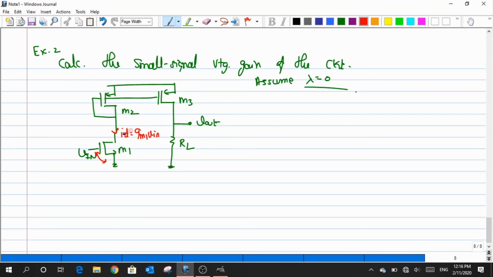And this Gm times Vin, when it flows, creates a small signal VGS around M2. This VGS is what has been copied here, the small signal VGS, and it tries to generate my ID3. Now, what is the relation between this ID1 and ID3? If you know that, then we can write the expression of Vout as ID3 times RL. Now, what is that ID3?